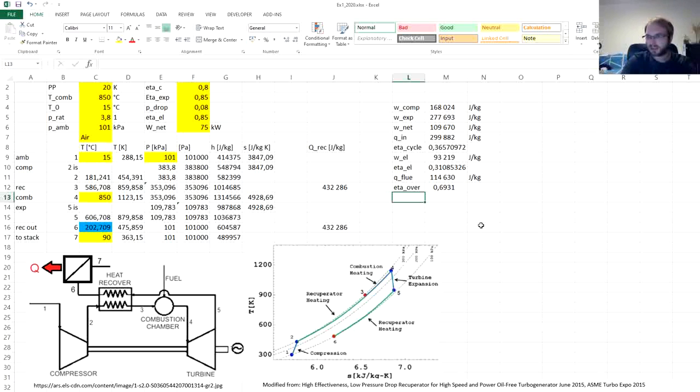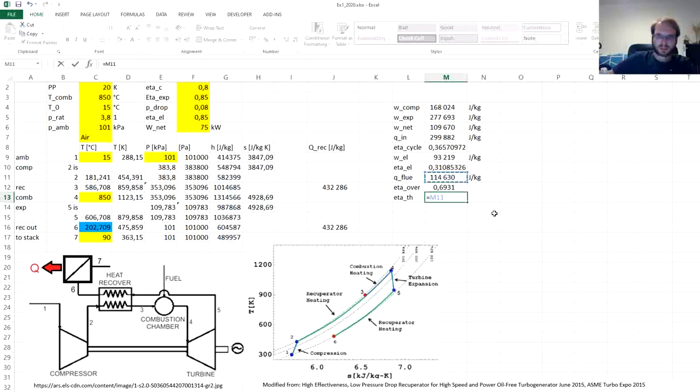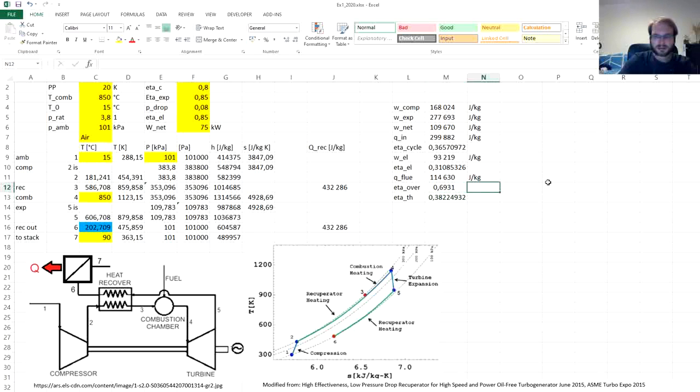So just so that we are complete with everything, let's also calculate separately the efficiency of using the fuel for heating. Let's call it eta thermal, the thermal efficiency, and it will be this recovered heat from the flue gas divided by the heat input. And you can see that that's about 38%.